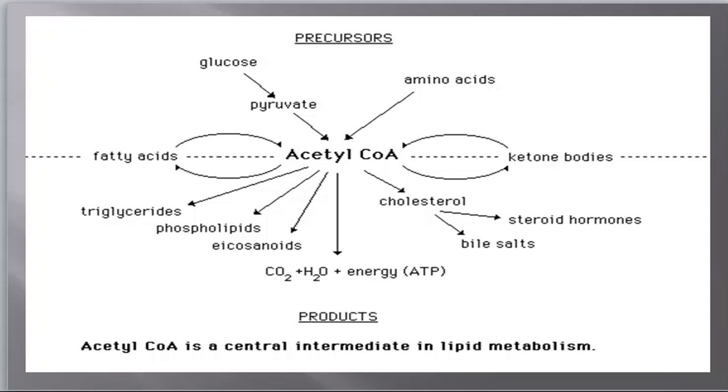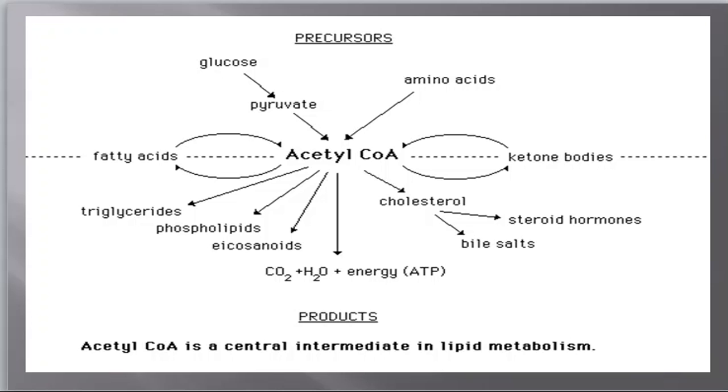Pyruvate is formed from glucose, which is a 6 carbon molecule. Hence, one molecule of 6 carbon glucose splits into 2 molecules of pyruvate. So from one glycolysis pathway we obtain 2 molecules of pyruvate. 2 molecules of pyruvate enter the mitochondria and, with the help of pyruvate dehydrogenase, are converted into 2 molecules of acetyl CoA. The formation of acetyl CoA from pyruvate takes place in the mitochondria.